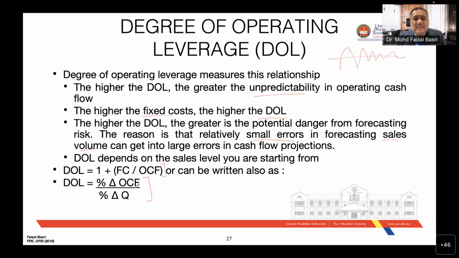Or you can find the changes. Remember, this changes is the same as when we did price elasticity just now, but instead of NPV, we use OCF. This triangle refers to changes. So meaning OCF 1 minus OCF 0. So this is the changes. To get the percentage, you divide with OCF. So it's the same as Q1 minus Q0. This is the changes, the difference, divided by Q0. Okay, so you can use this formula as well, depending on the information that you have.